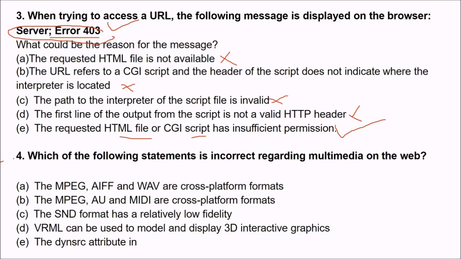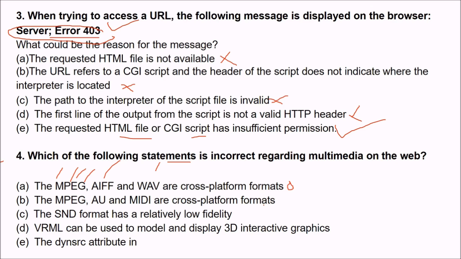Fourth, which of the following statements is incorrect regarding multimedia on the web? Which of the following statements is incorrect? So let us start. Fourth, the MPEG, this is Motion Picture Experts Group, and AIFF, WAVE, these are cross-platform formats. This we'll see. We'll leave it for now. The MPEG, AU and MIDI are cross-platform formats.